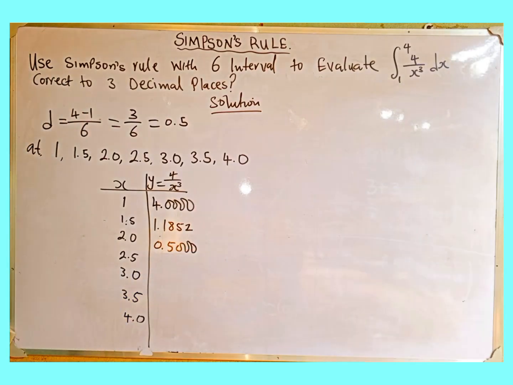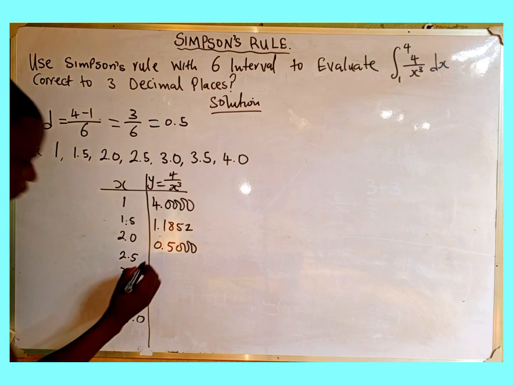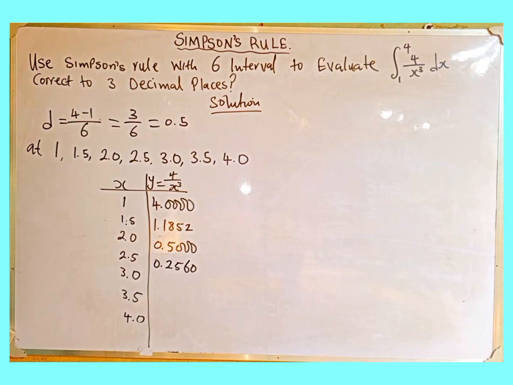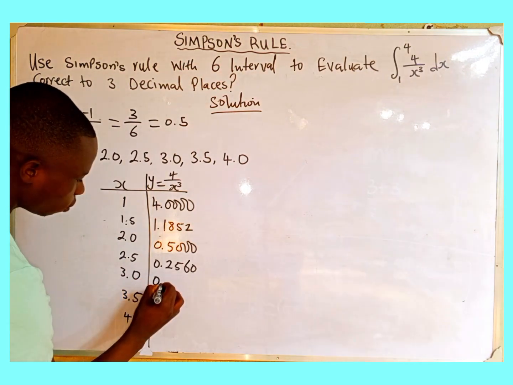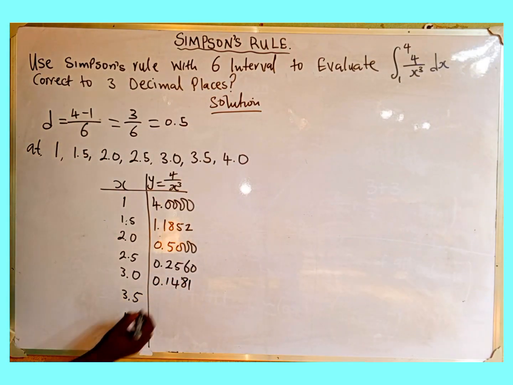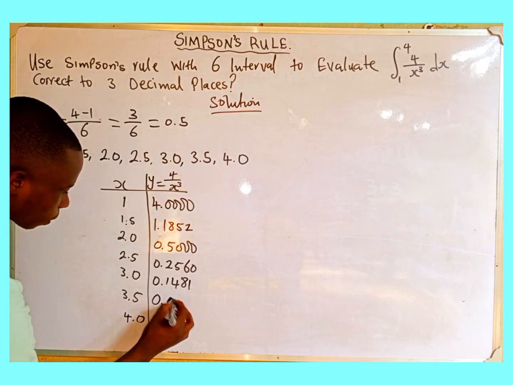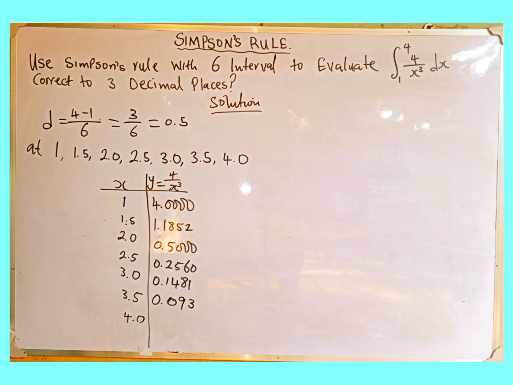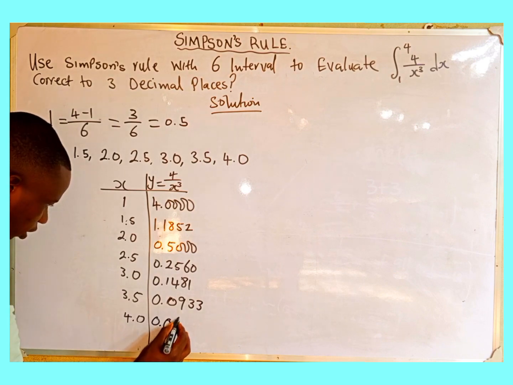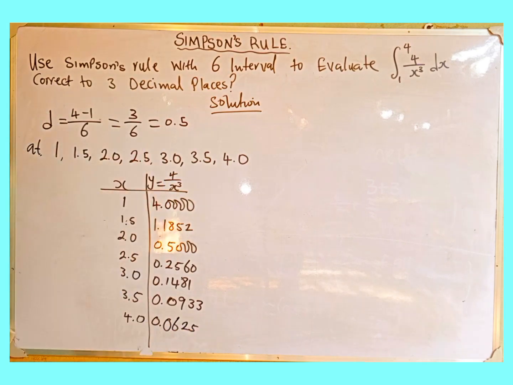0.5000. The next one is 2.5. If you substitute 2.5, it gives 0.2560. The next one is 3. If you substitute, we have 0.1481. The next one is 3.5. If you substitute, we have 0.0933. The next one is 4. If you substitute, we have 0.0625. So we have filled this column.